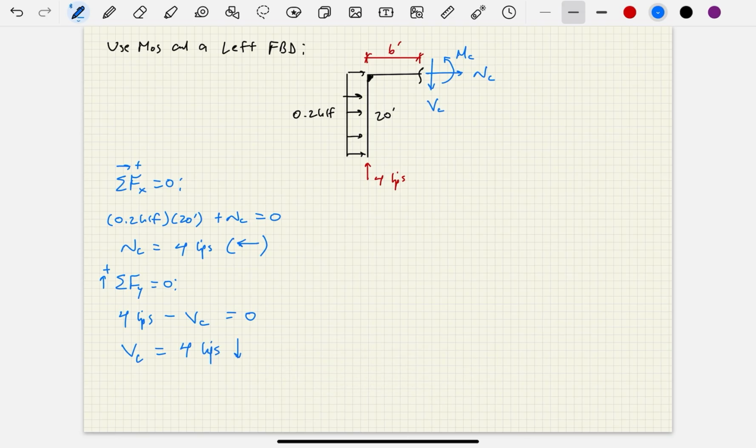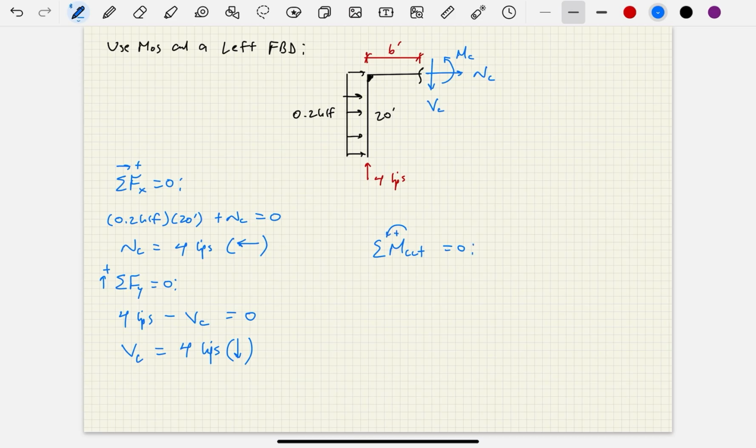And that's going to be pointing downwards because I did the calculations and I got a positive number, which means that VC is pointing in the direction I assumed, okay? Which also makes sense. It's got to be pointing down to counteract the 4 kips pointing up over here. All right, and then finally, I'm going to say the sum of the moments about the cut equals 0.